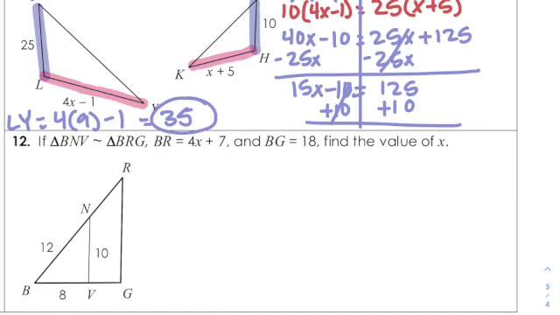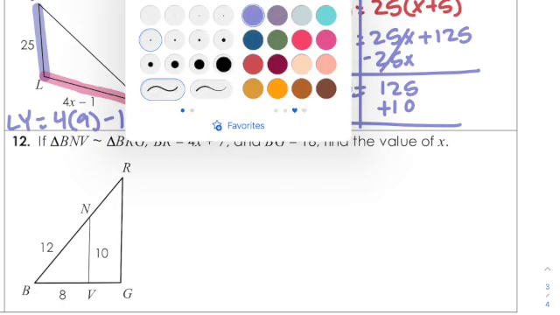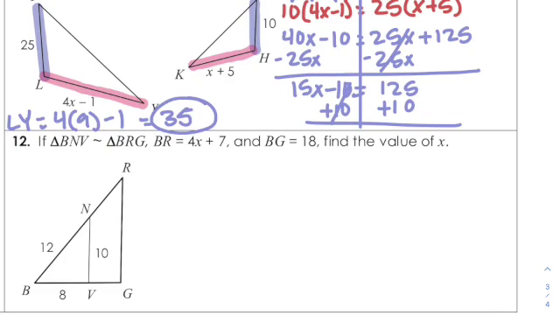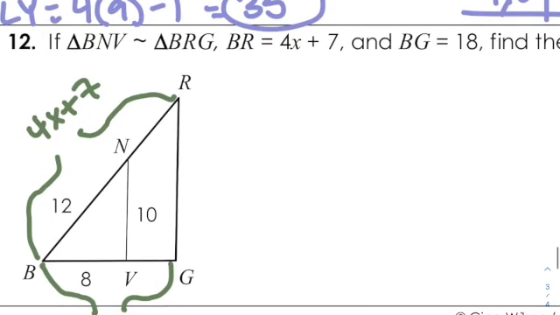So, there's that. Alright, number 12 says if triangle BNB is similar to triangle BRG, BR equals 4x plus 7, and BG equals 18, find the value of x. So clearly it told us some information that they didn't put on the diagram because they want us to do more work, right? So if we look, they said BR, which is this entire line right here, is 4x plus 7. Okay, so we're going to write that on the diagram since they didn't want to do it for us. And then BG is 18.